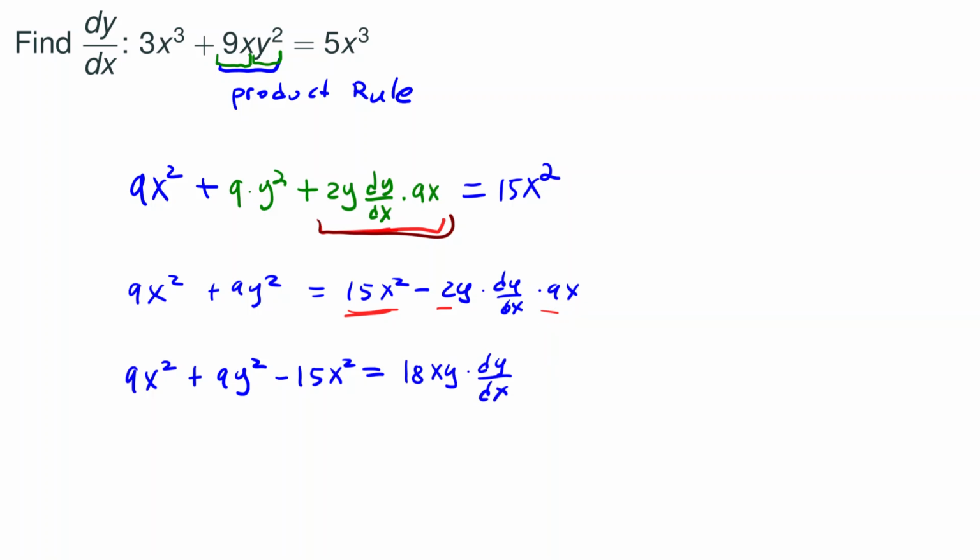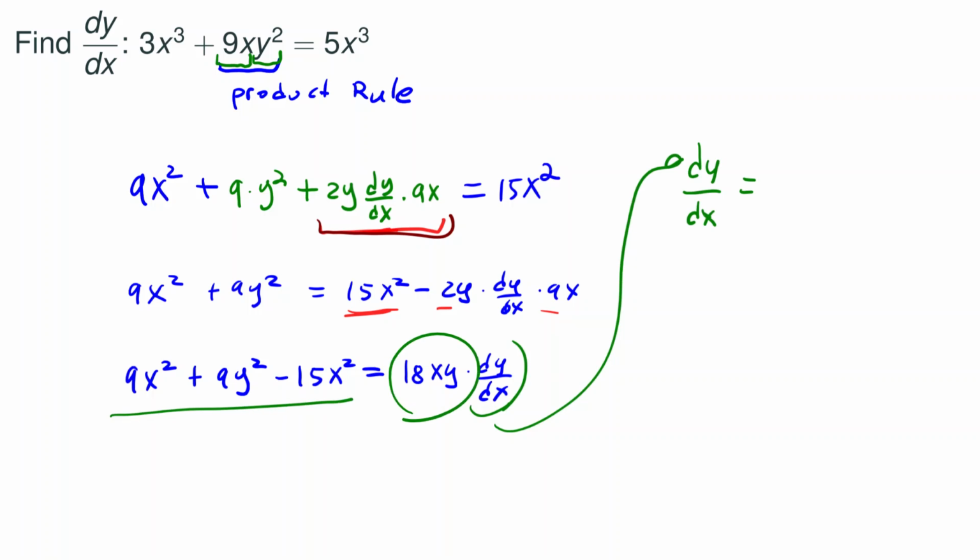So now, again, our goal is to find dy dx. So we need to solve for dy dx by dividing by 18xy on both sides. So the final answer, let me write it right here, the entire step: dy dx equals this expression divided by this. So 9x squared plus 9y squared minus 15x squared, divided by 18xy.